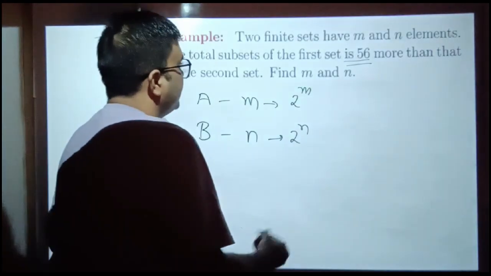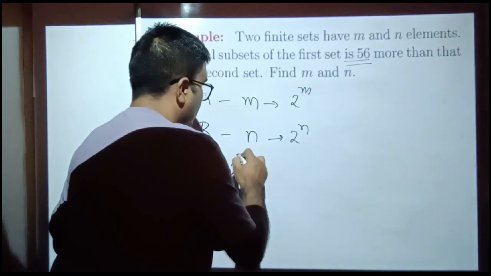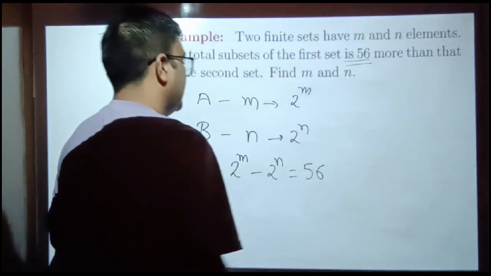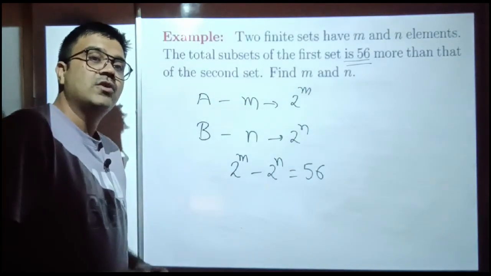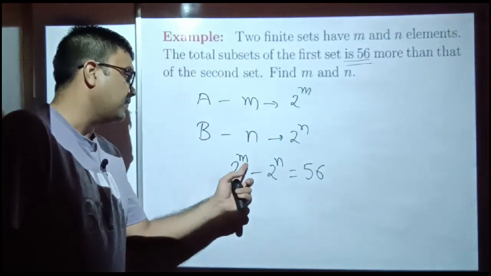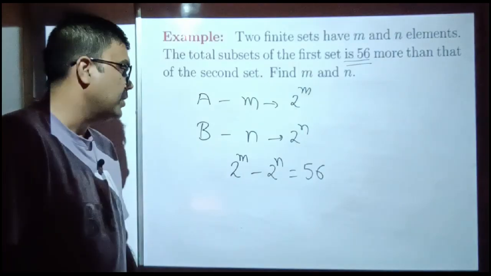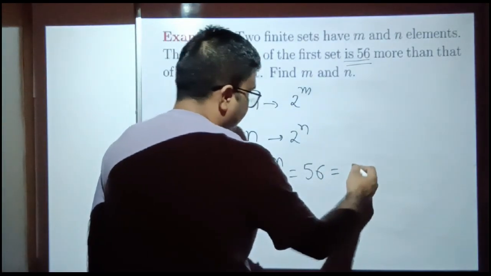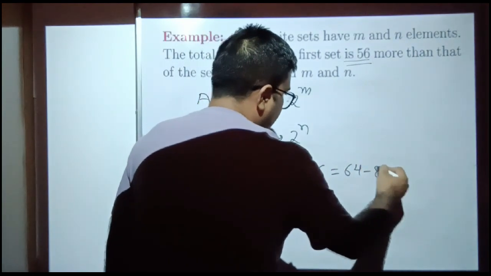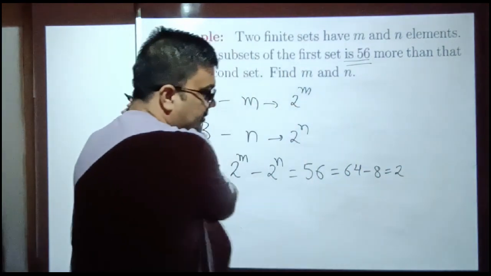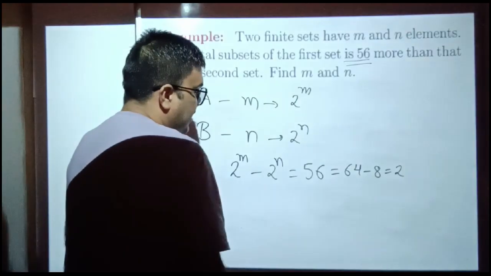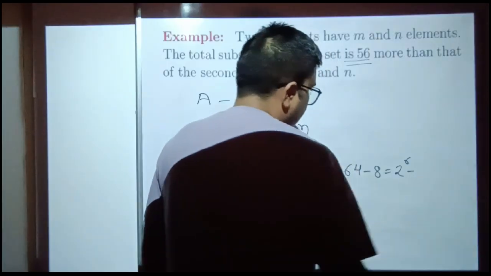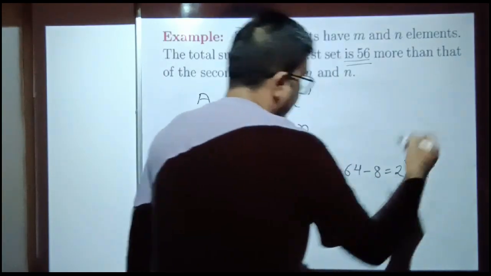When we are talking about 56 more than the second one, we are talking about 2 raised to the power m minus 2 raised to the power n equal to 56, and we want to find the possible values of m and n. So how are we going to calculate these values? We can write 56 as 64 minus 8, that is 2 raised to the power 6 minus 2 raised to the power 3.